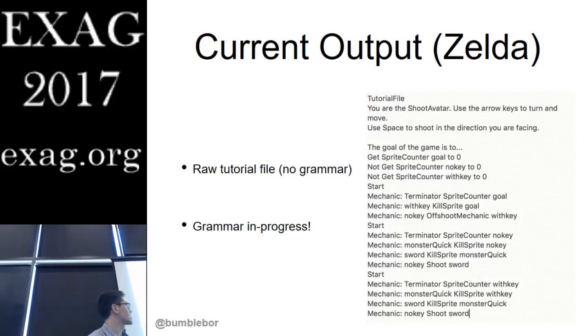So this bottom mechanic, no key, offshoot mechanic with key, means that if I collide with a key, I turn into a with key hero. So now I can unlock things. With key can now kill the goal, and we terminate if we kill the goal. And information like that, it kind of reads up from there. You can see these other 2 are the critical loss paths. So if the avatar ever dies, no key or with key ever die, then we lose the game.